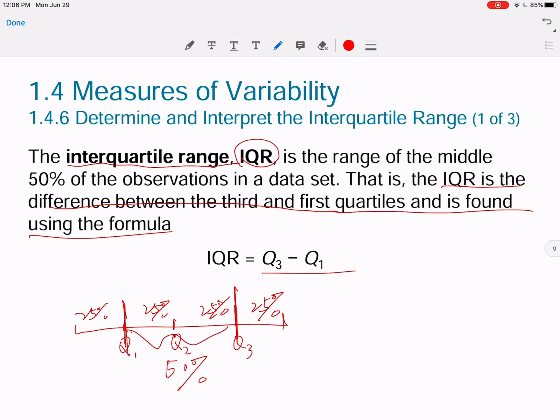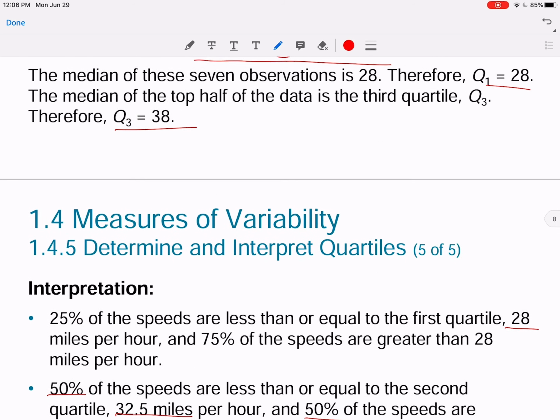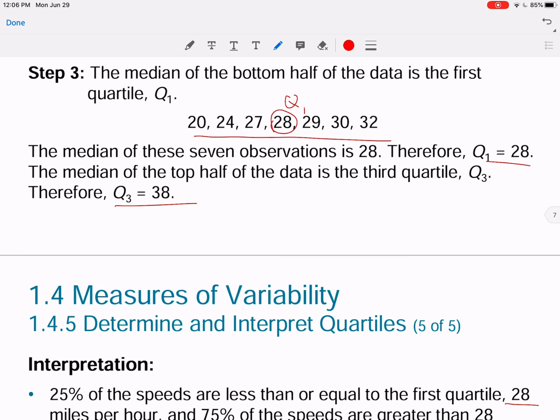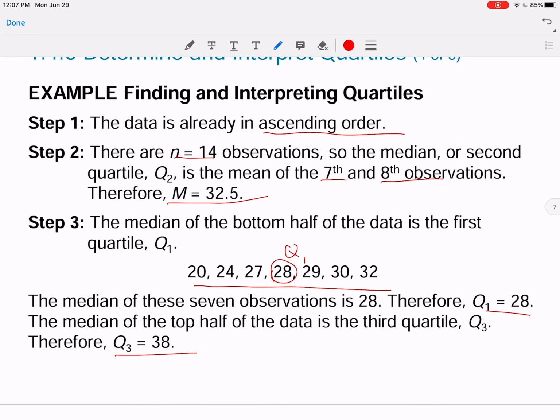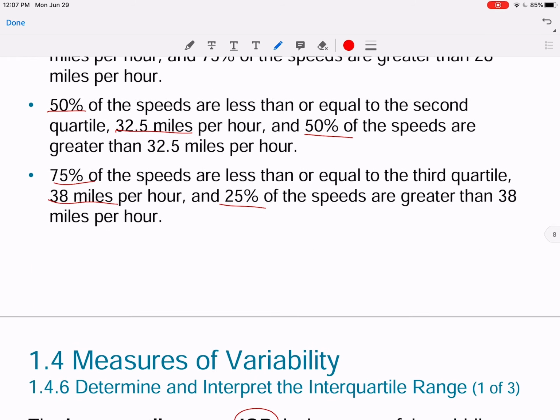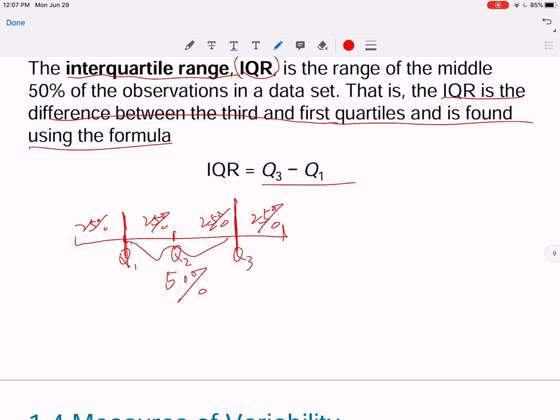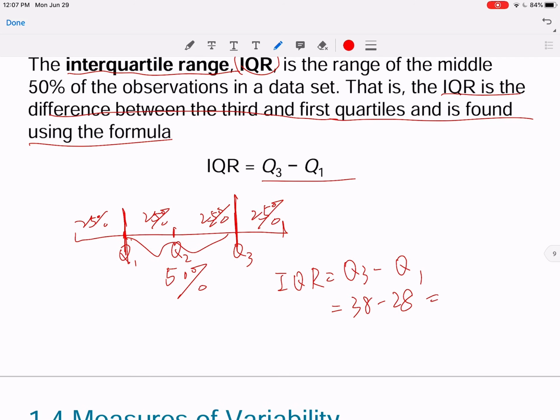Now once we know the formula, it's very easy to find the value of IQR, right? Because in this case, for example, we know Q3 is 38 and Q1 is 28. So the IQR would be equal to Q3 minus Q1, which is equal to 38 minus 28, which is equal to 10. So IQR is 10 in the previous example.